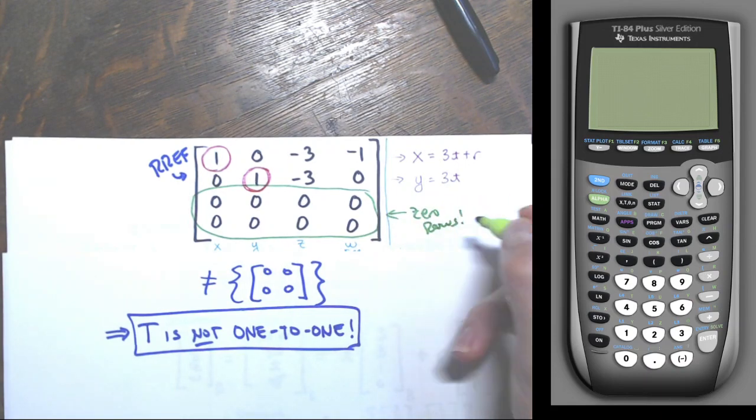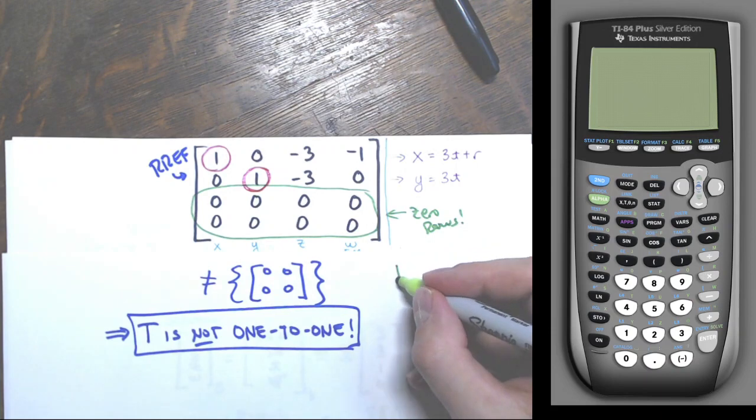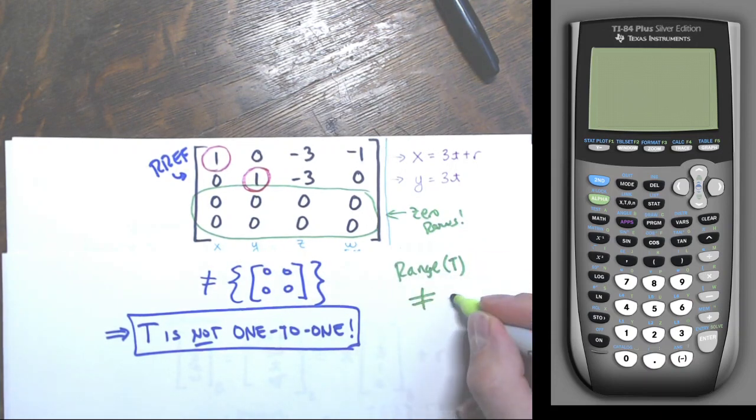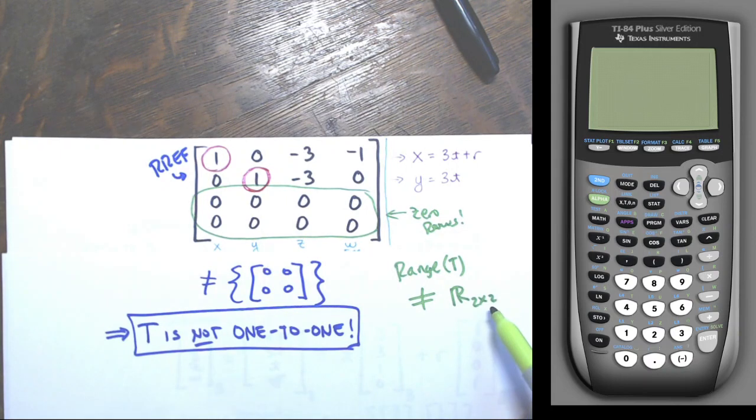So that means that the range of this transformation will not be equal to the codomain, right? It won't be all of R2 by 2. So that means there are going to be some 2 by 2 matrices out there that don't get mapped to in this particular transformation. But we could say what the range was, right?